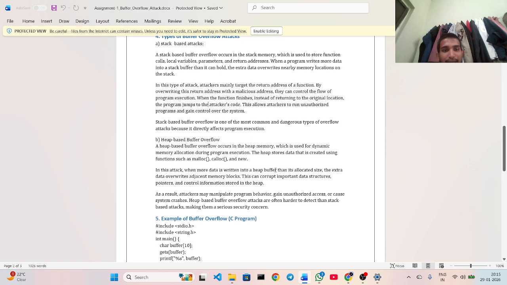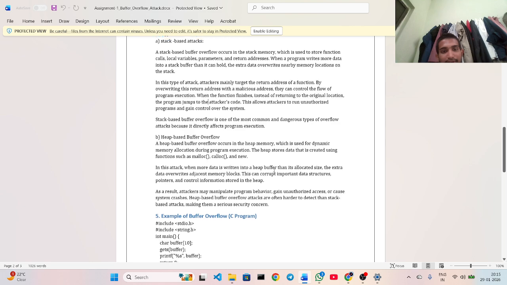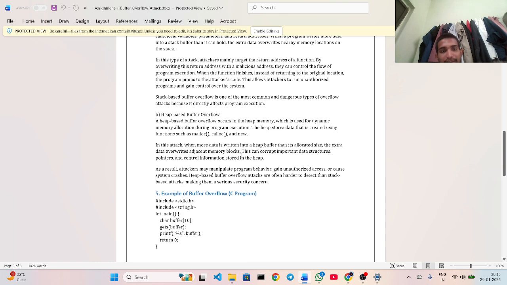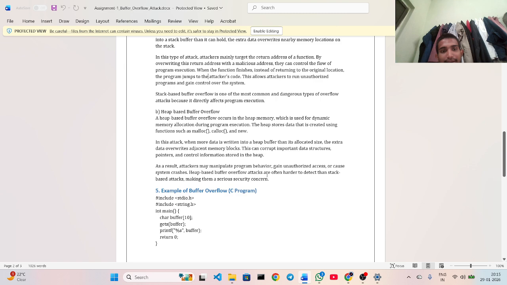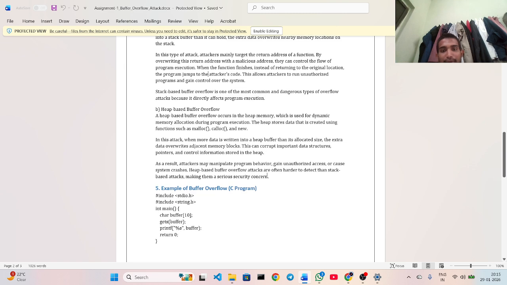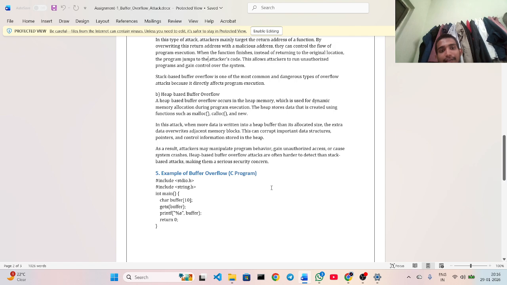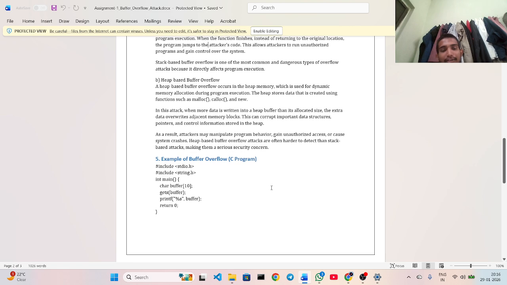Heap-based buffer overflow. A heap-based buffer overflow occurs in the heap memory, which is used for dynamic memory allocation during the program execution. The heap stores data that is created by functions such as malloc, calloc, and new. In this attack, when more data is written into a heap buffer than its allocated size, the extra data overwrites adjacent memory blocks. This can corrupt important data structures. As a result, attackers may manipulate program behavior, gain unauthorized access, or cause system crashes. Heap-based buffer overflow attacks are often harder to detect than stack-based attacks, making them a serious security concern.